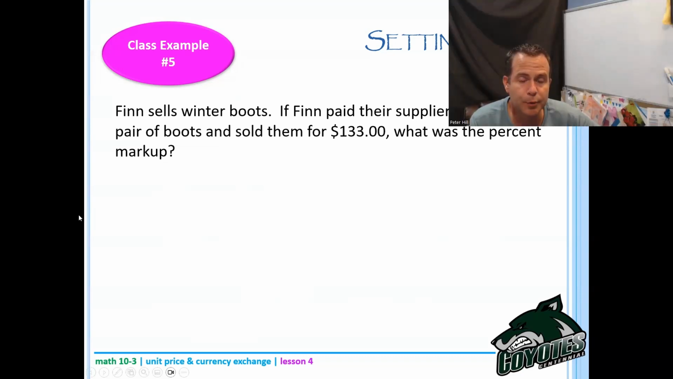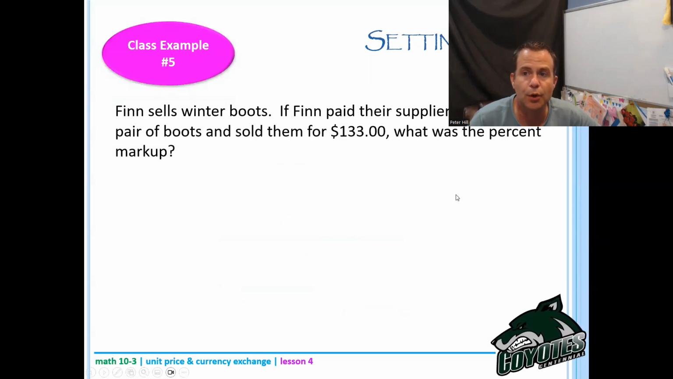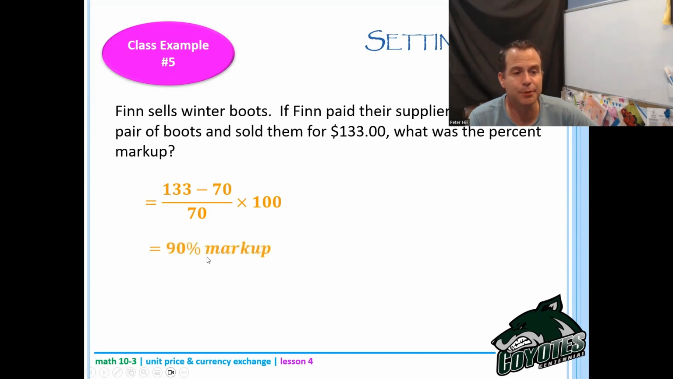All right. So remember, we said that we need to do the markup divided by the wholesale price. If I bought it for 70 and I sold it for 133, the markup would be whatever 133 minus 70 is. So 133 minus 70, and then I have to times that by 100, and that will give me my percentage. And we find out that that's a 90% markup.